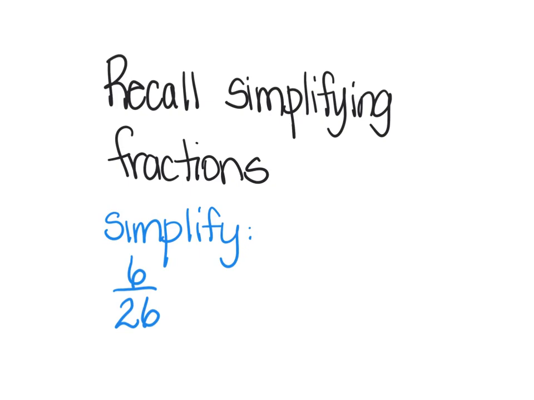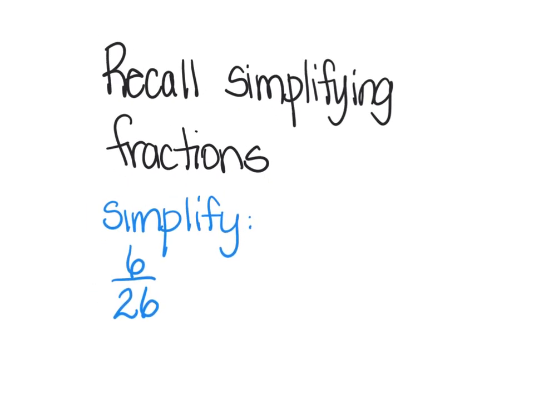So let's recall what happened when we just simplified a regular fraction. We're going to simplify 6 over 26. Chances are when you learned how to simplify 6 over 26, you asked yourself what was a common factor that they both shared. And you divided them both by 2 since 6 and 26 both share a factor of 2. So 6 divided by 2 is 3, and 26 divided by 2 is 13. So 6 over 26 is the same thing as 3 over 13.